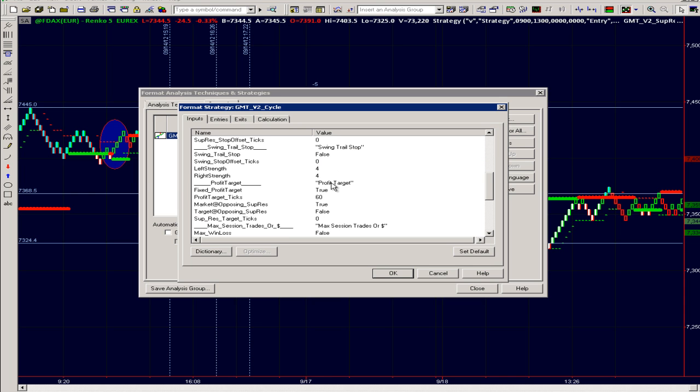And I'm not going to have a target at all. So I've got target as false. So I don't have a fixed target. I'll turn that to false. And I'm not going to mark it out on the opposing resistance. So I'll turn that to false.